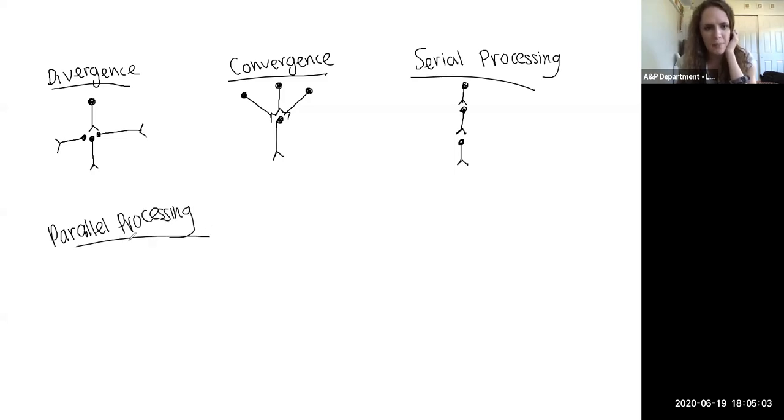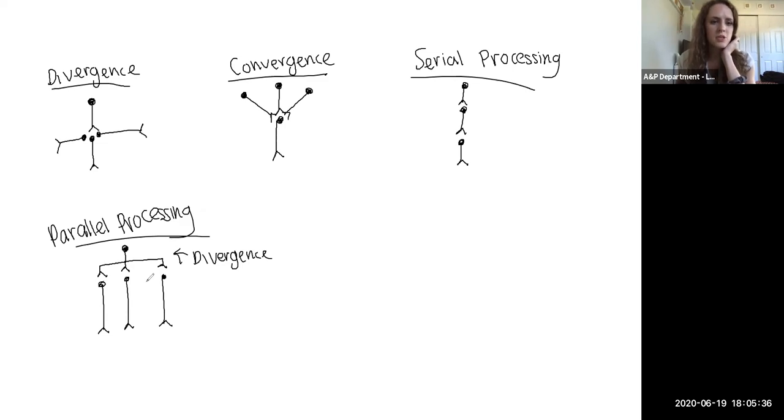Parallel processing happens when you have a neuron diverge. So I'm going to draw this a little differently so you can see parallel. This is one neuron that's going to diverge into many different neurons, and they're all going to travel to the same place. Parallel processing needs divergence to occur before it can parallel process.